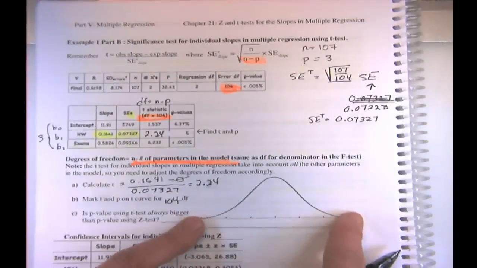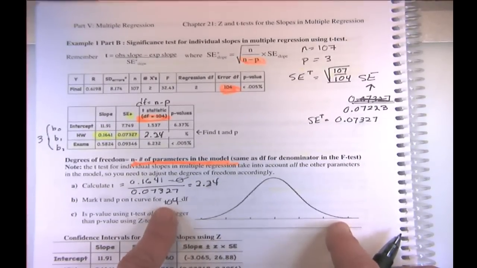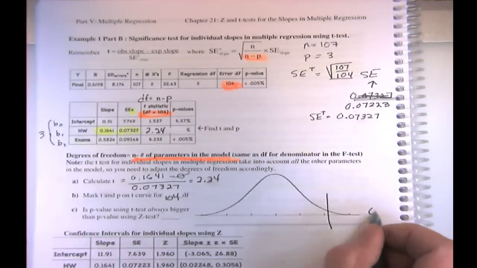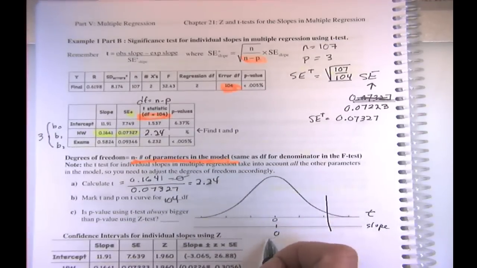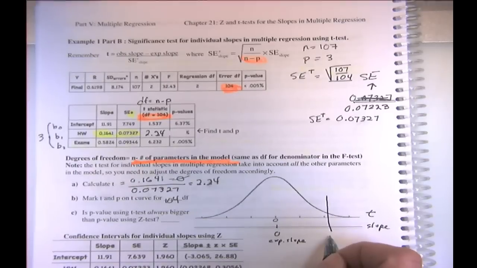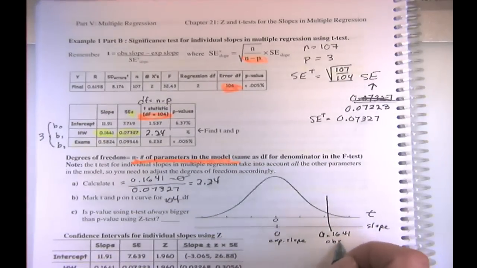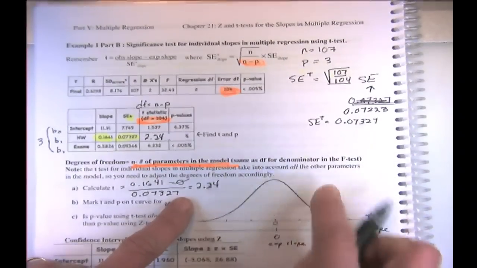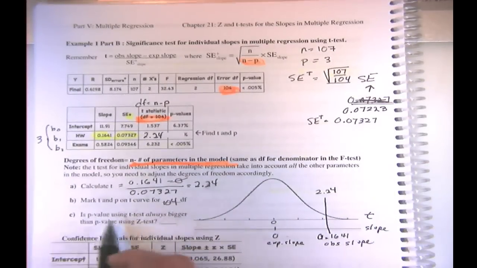So let's say this was a T curve, all right? If it was a T curve for 104 degrees of freedom, it looks very much like the normal curve. You can barely see the difference. But now we're going to mark on here, now that we have a T and now we have the slope, it's exactly what we did before. We have a 0, and that's our expected slope. And this is our observed slope, which is 0.1641. Once we translate it into a T, we get a slightly smaller value than the Z, but these tails are also slightly fatter. So the p-value using T is always going to be bigger.